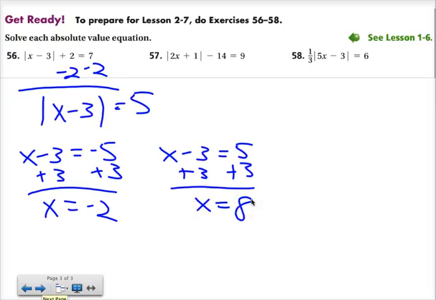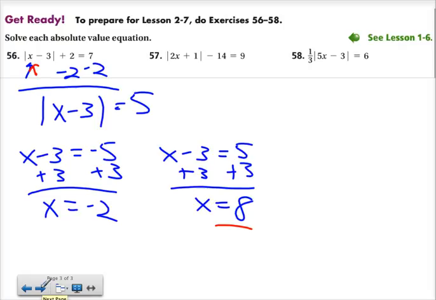And then, yeah, we should quick check and make sure this is going to work. So if I put a -2 back up in there, I'll get -2 minus 3 is -5. The absolute value of that is 5, and 5 plus 2 is 7. And likewise, I'm going to take my lovely little x equals 8 and put that in there. So 8 minus 3 is 5. The absolute value of 5 is 5, and 5 plus 2 is 7.